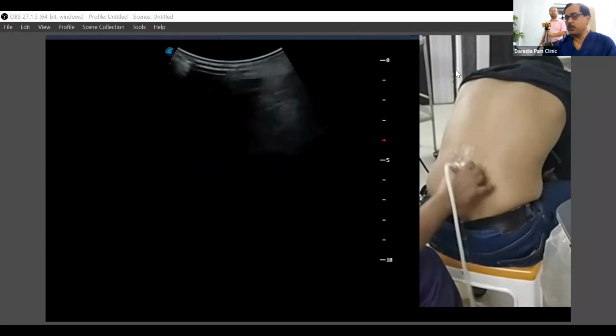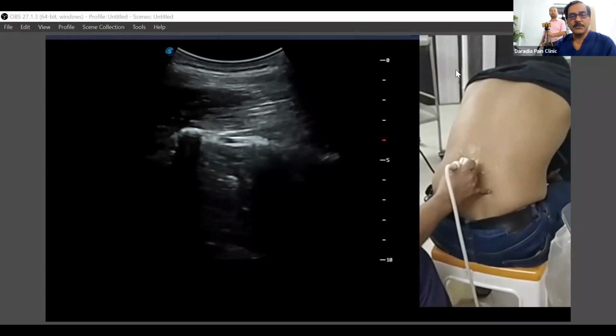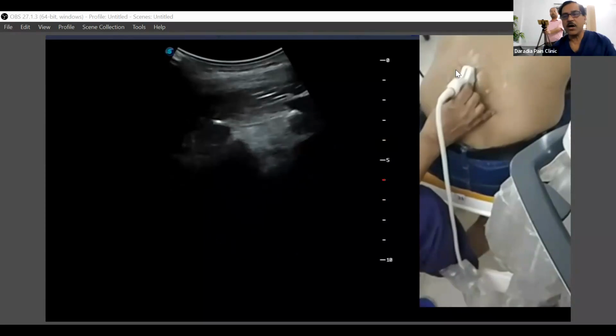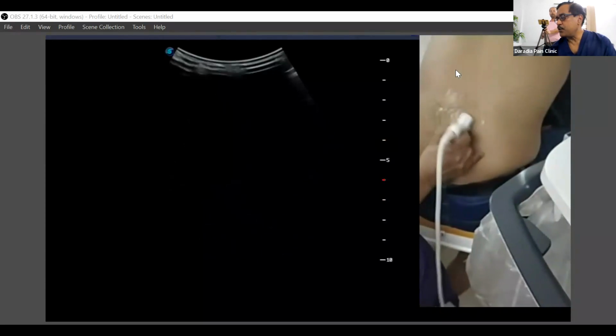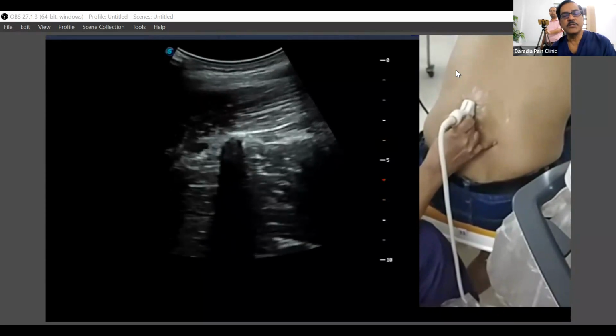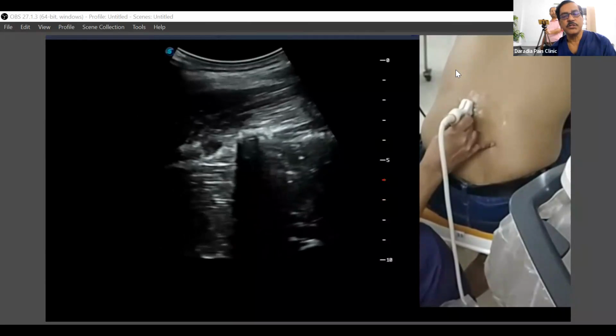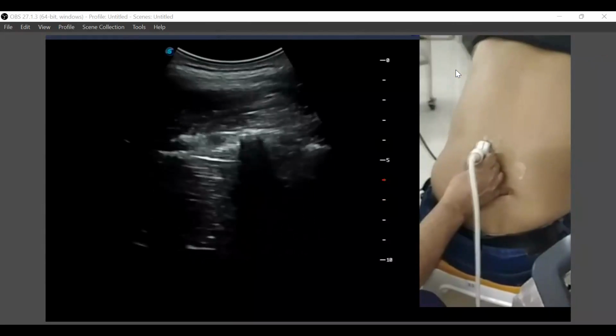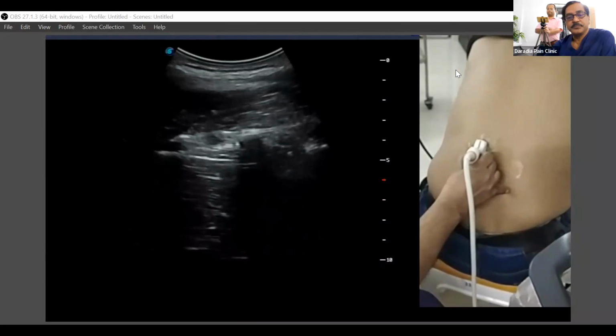See how I'm holding the probe. I told you about the home page, so this was the home page. See how I'm holding the probe. It is approximately 3 centimeters from the midline. And here, these are the finger-like projections. So these are the transverse processes. You can see them here, please.